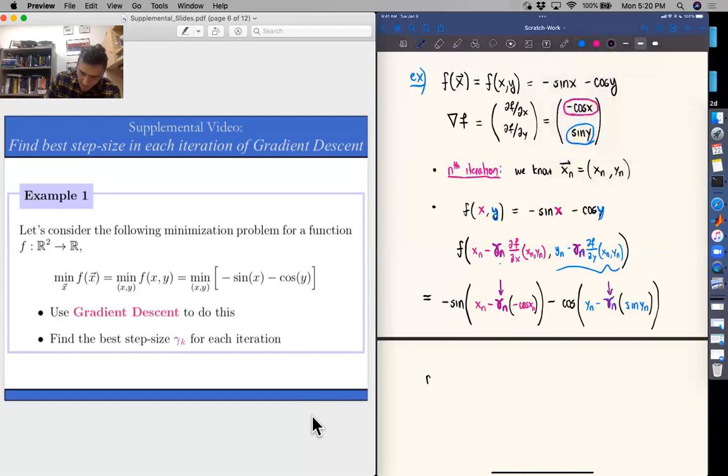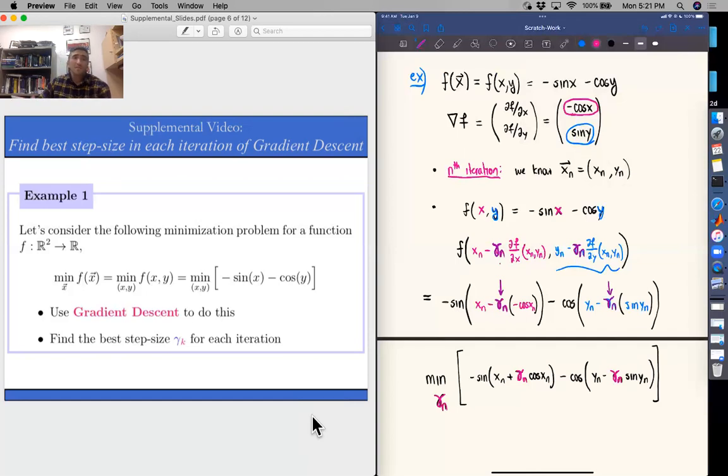So the problem that we actually need to find again is we're minimizing with respect to gamma the function minus sine of (xn minus gamma sine n), which, since that minus cosine gives a plus cosine, is plus cosine of xn, minus cosine of (yn minus gamma n sine n). And again, the only unknown in this case is that gamma term. So that is what we actually want to minimize.